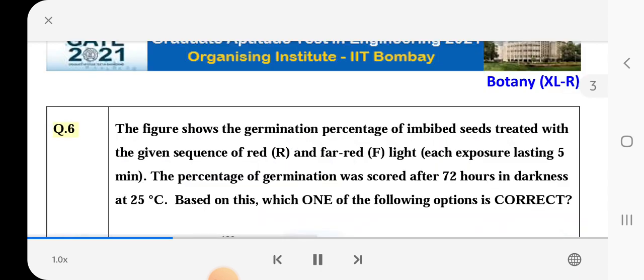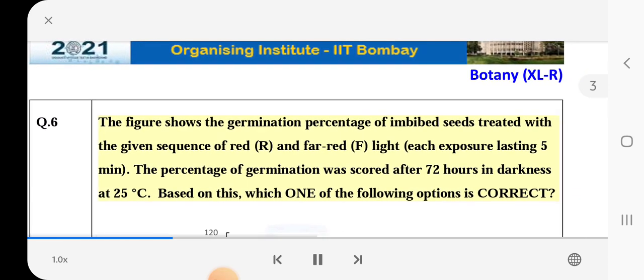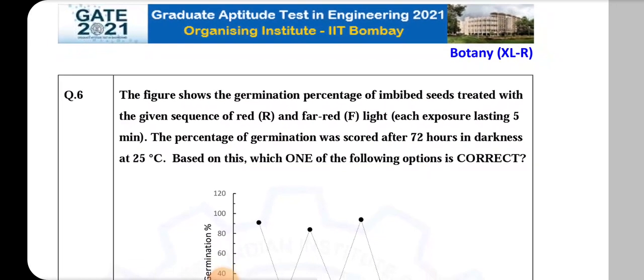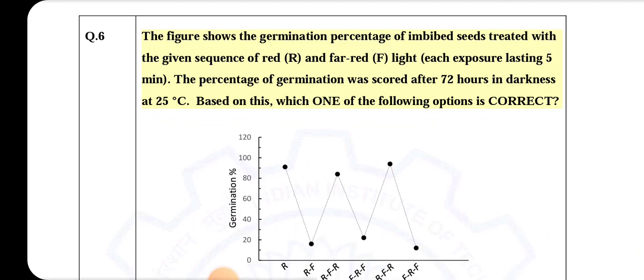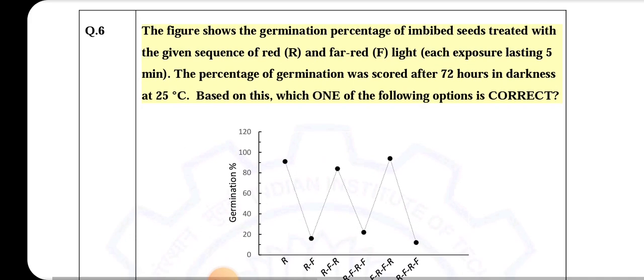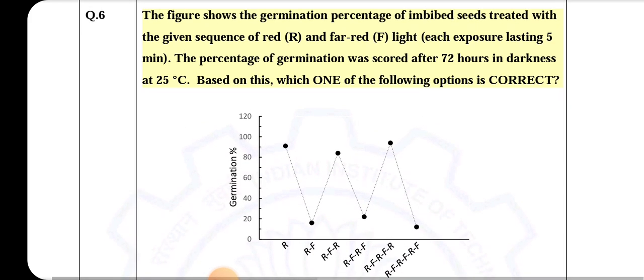Q.6 The figure shows the germination percentage of imbibed seeds treated with the given sequence of red R and far red F light, each exposure lasting 5 minutes. The percentage of germination was scored after 72 hours in darkness at 25 degrees Celsius. Based on this, which one of the following options is correct?